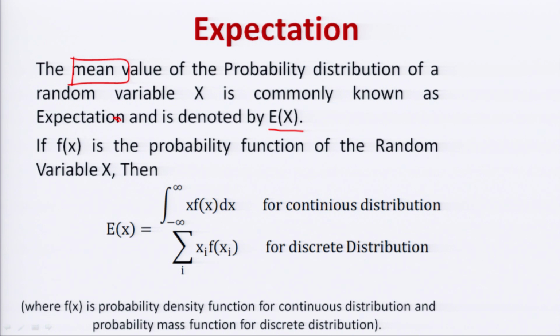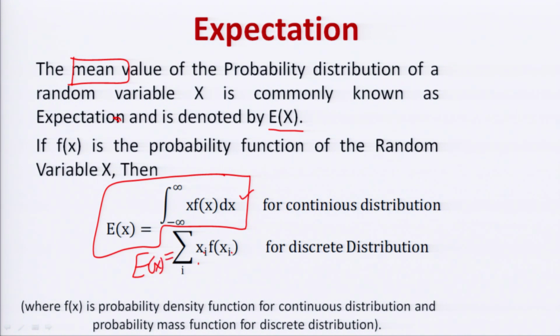As our variables are of two types, discrete or continuous, the expectation formulas for both are a bit different. If our variable is discrete, then the formula of expectation is the summation of x_i f(x_i) over all these values. And if our variable is continuous, then the expectation formula is the integral from minus infinity to infinity of x f(x) dx. This formula is applicable when f(x) is a probability density function. And when our function is a probability mass function, then E(X) equals sigma of x_i f(x_i).